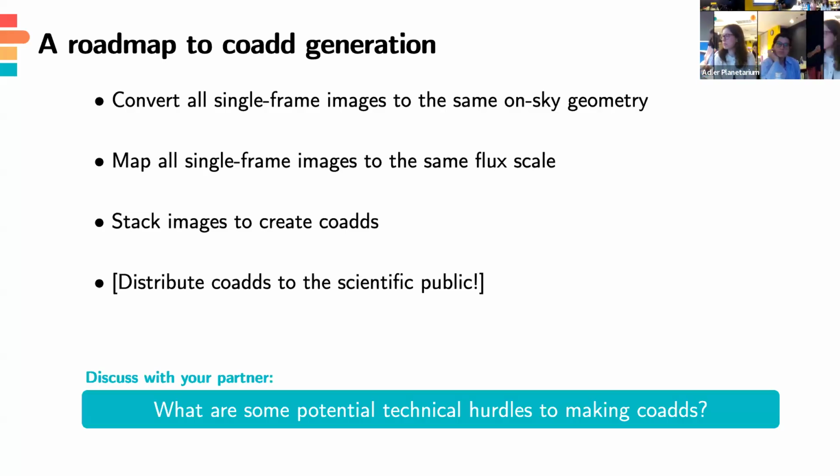Okay, it seems like conversations are wrapping up, so let's come back together now. Why don't we start from the top and hear from a few different groups? So first, converting all of our single frame images to the same geometry. We have a lot of exposures taken close to the same location. Did anybody discuss problems that might come with trying to work all of these exposures onto the same pixel grid?